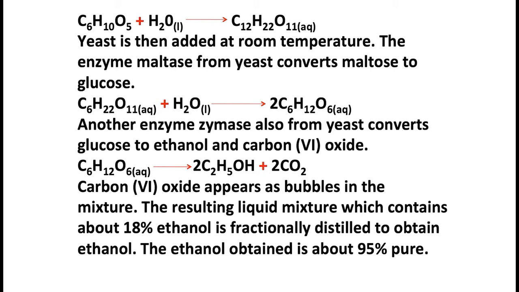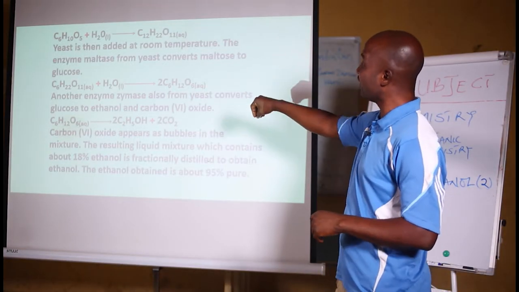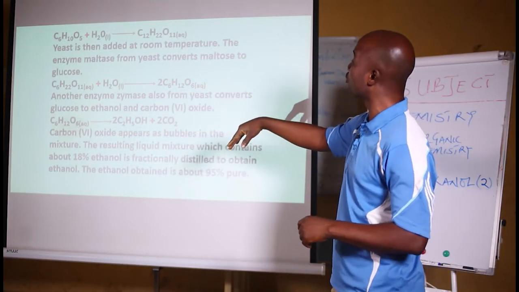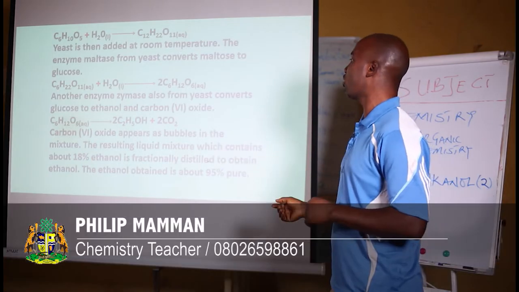Yeast is then added at room temperature. The enzyme maltase from yeast converts the maltose to glucose. So you can see your glucose there as it has been portrayed in the equation. That means from your maltose, after being reacted with maltase, an enzyme, it will convert the maltose to glucose. And your glucose is glucose and fructose. And eventually, another enzyme, zymase, also from yeast, converts glucose to ethanol and carbon dioxide.